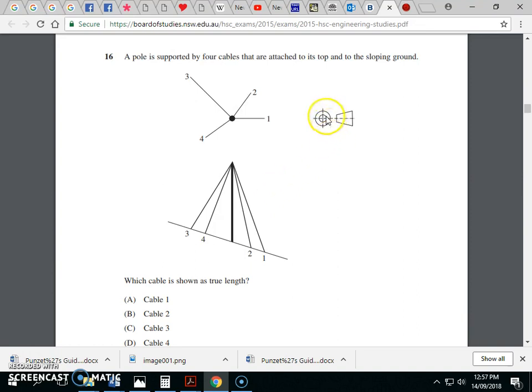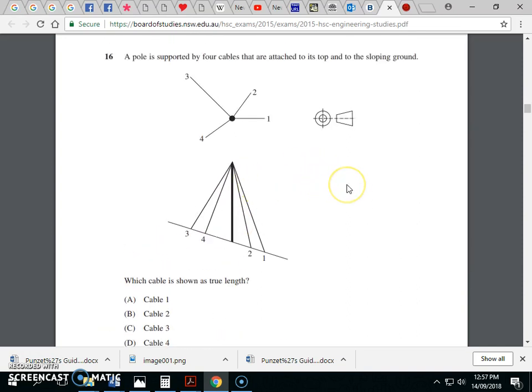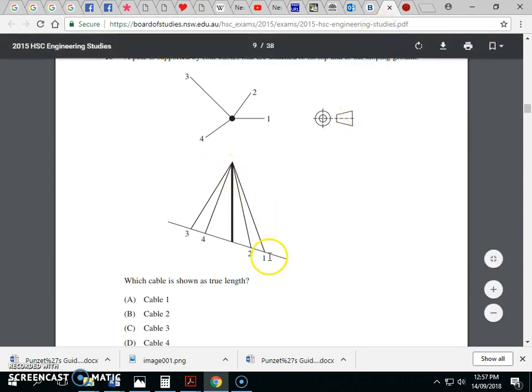Okay, so this is in third angle projection, which means this is on top. And what we're going to look at is which of these cables is drawn at true length. Okay, so we've looked at this question when we studied true length recently. Can anyone tell me which cable is a true length? One. Excellent, yep. So it's only a true length in this view. Also worth noting that the rod is also a true length because it's a dot.